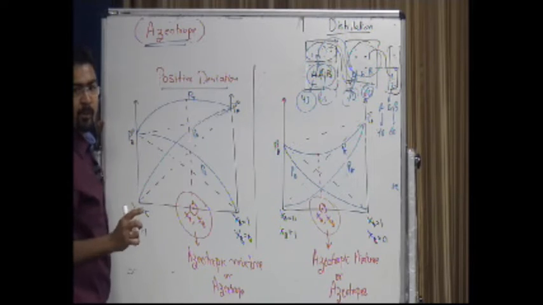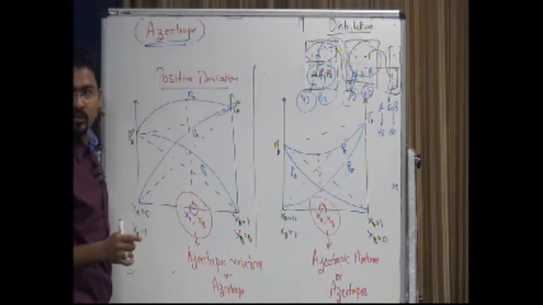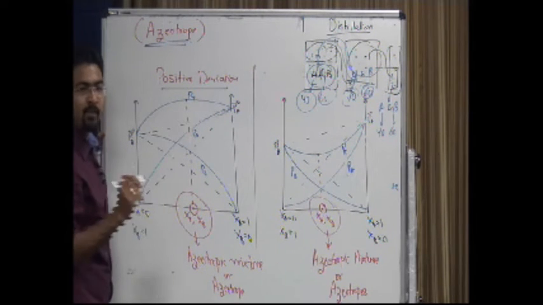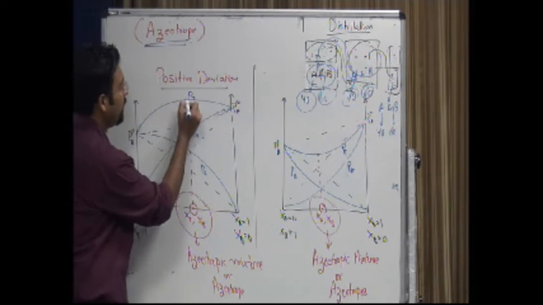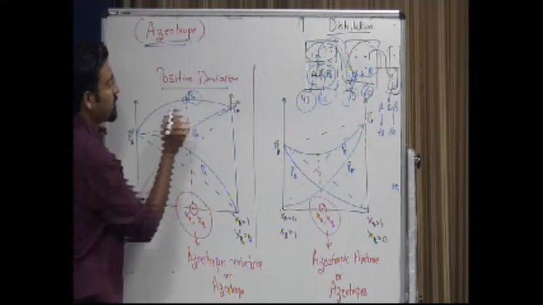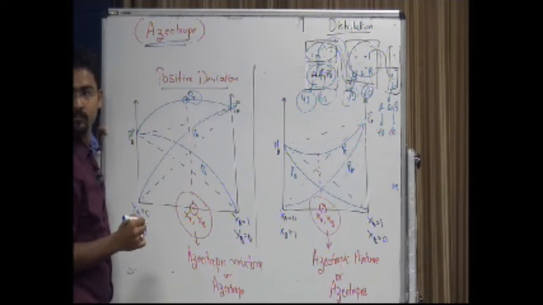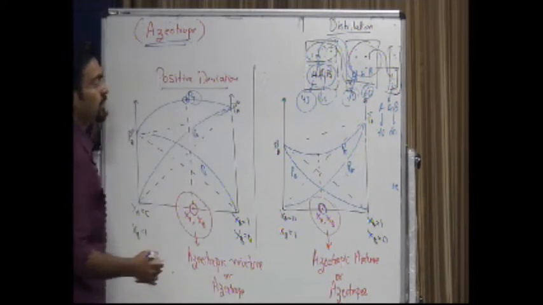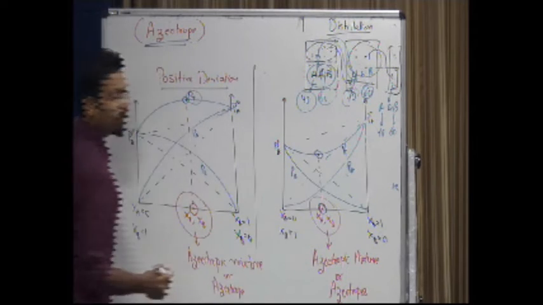So an azeotropic mixture forms only in the case of a non-ideal solution. It does not form in the case of an ideal solution. First thing. Second thing, in positive deviation, it forms at the composition for which total pressure is maximum. And for negative deviation, it forms at the composition for which total pressure is minimum.